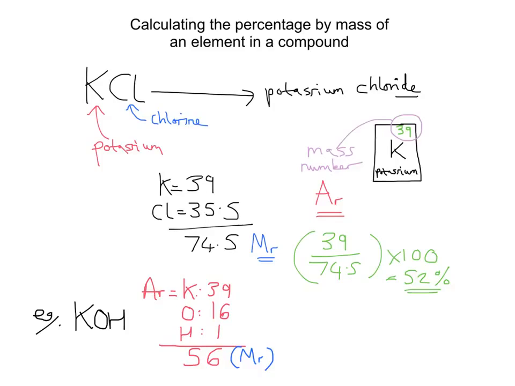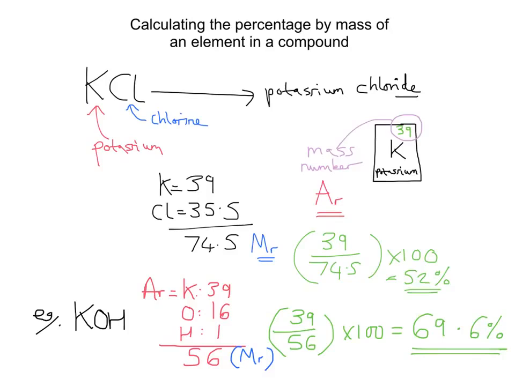And the original question said we want to know the percentage by mass of potassium on its own. So again, just like in the previous example, potassium is 39. We want that as a proportion of the 56 that we've got, and then we times that by 100. If we do that sum, so 39 divided by 56 and then times by 100, and we take it to one decimal place in this example, that comes out as 69.6%.